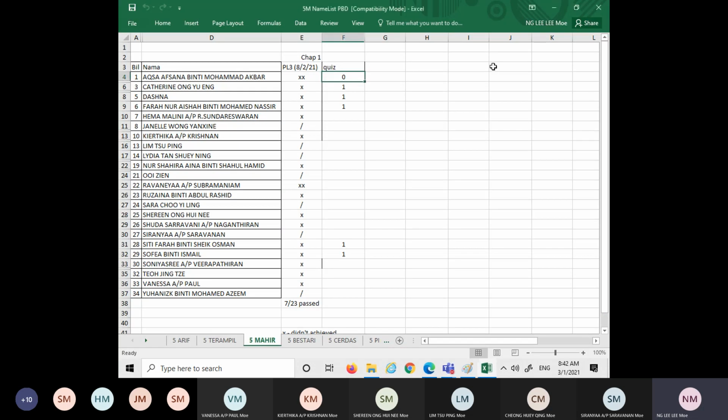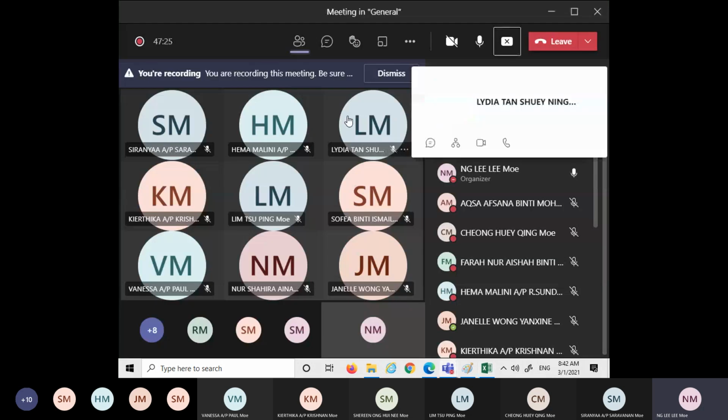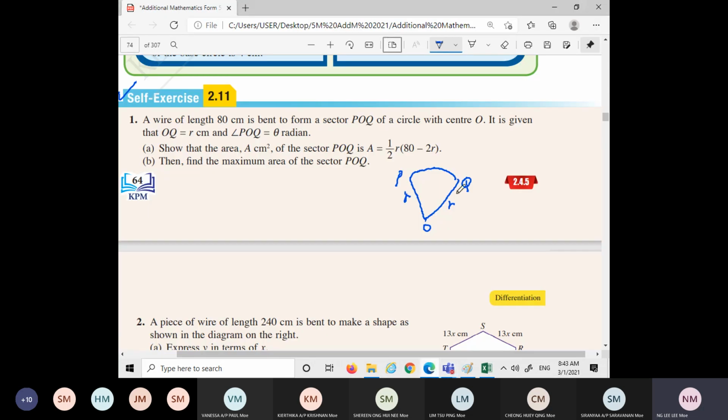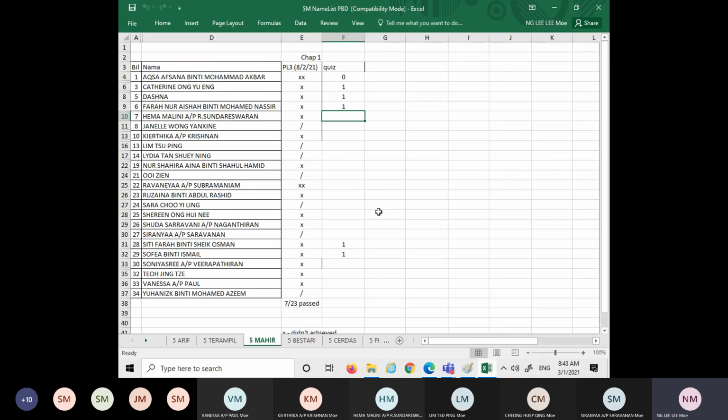Okay, I look at my list. Who didn't do yet? Okay, Hema. This question is so easy, Hema. Okay, come. I want to go back to the screen. Okay, arc length. What's the formula? Using the R one. R theta. Very good. Given that angle POQ is theta radian, then OQ is R. Okay, I want to give Hema one mark.